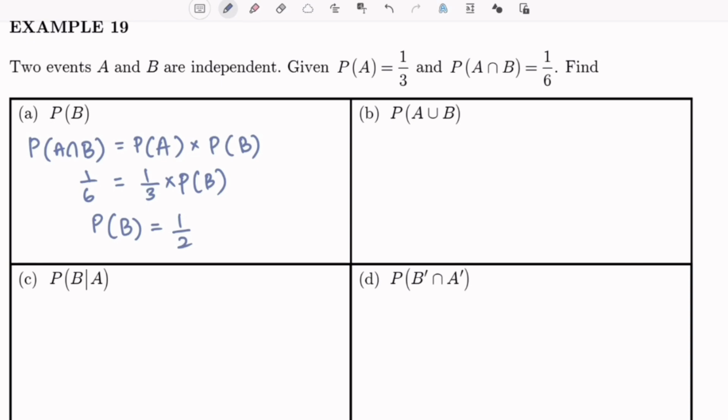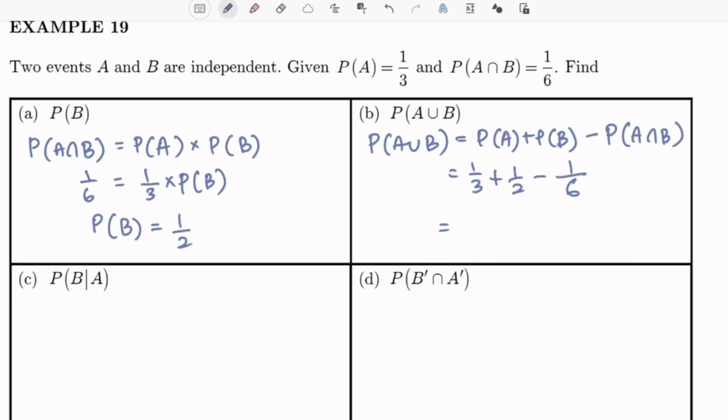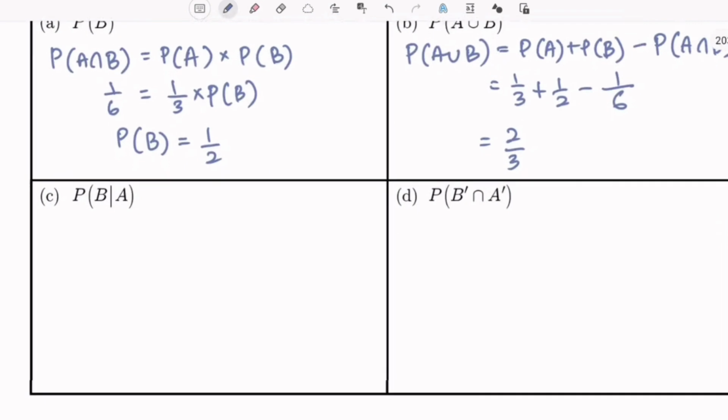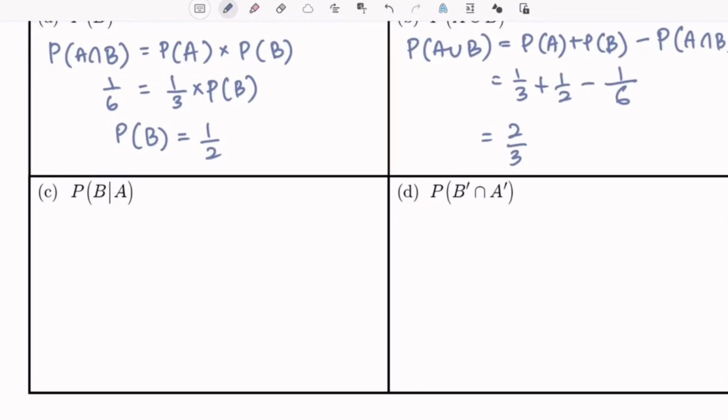Question B, the probability of A union B is the formula PA plus PB minus PA intersect B. Substitute in the values, simplify, and you get 2/3.